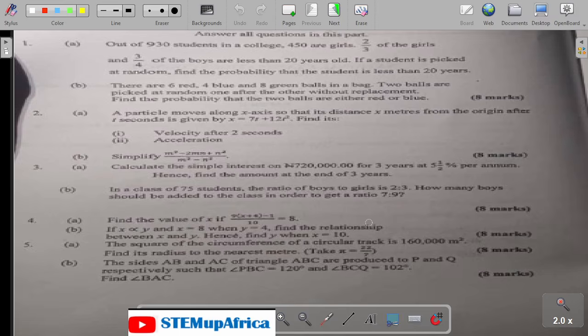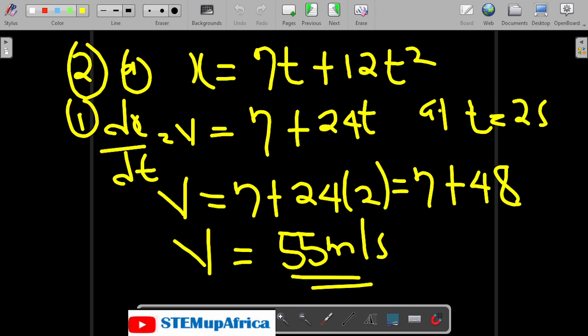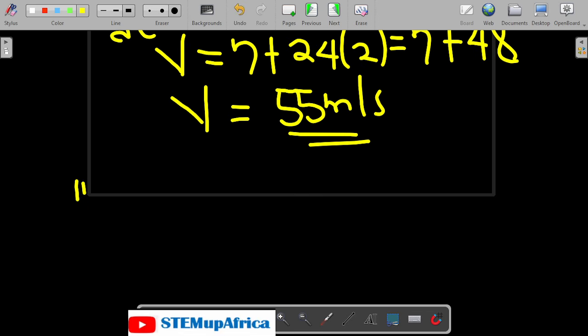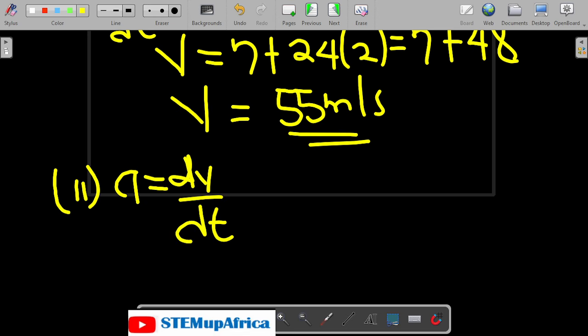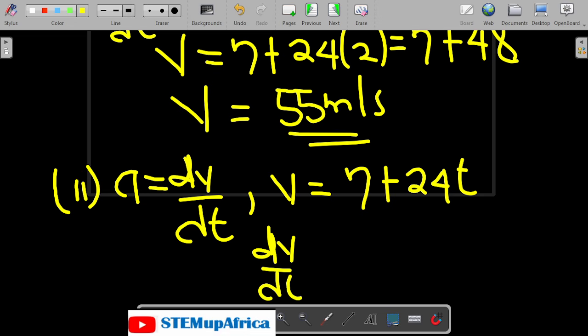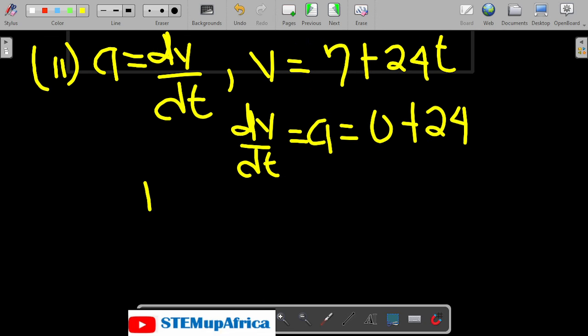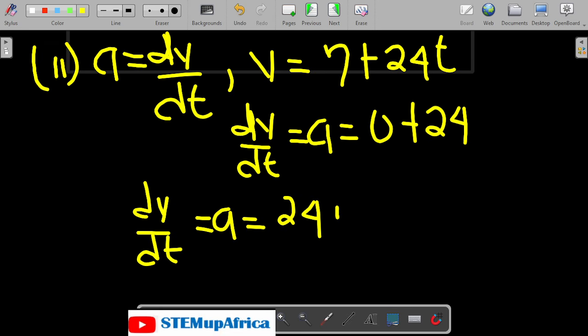So, define acceleration. Now let's see. We know that a is dv over dt. Our v is given to us as 7 plus 24t. So my dv over dt, which is a: if I differentiate 7 it is 0, and 24t gives me 24. So dv over dt, which is my a, is simply 24 meters per second squared. That is option A.